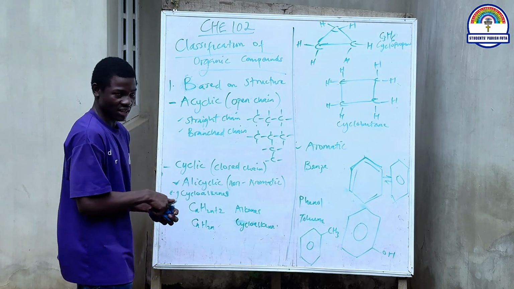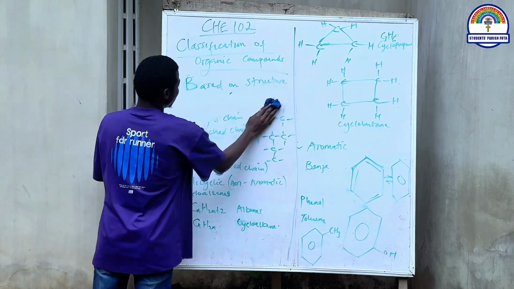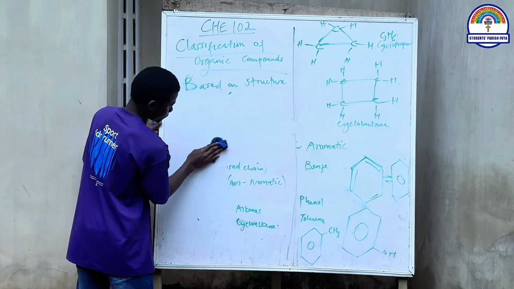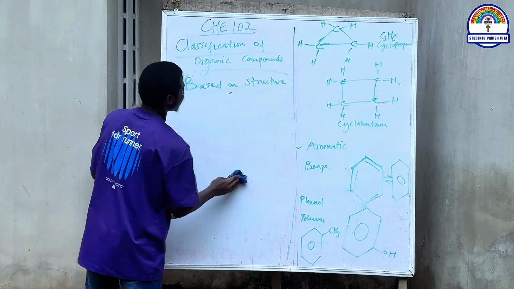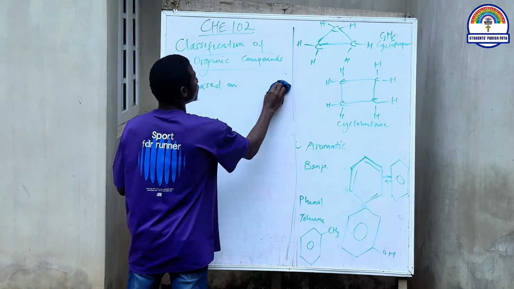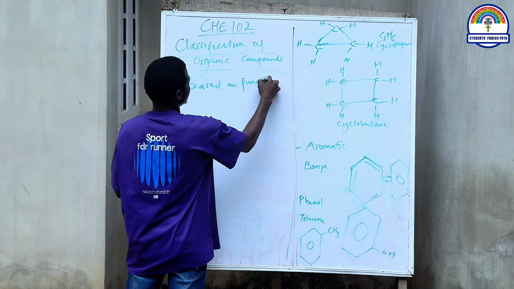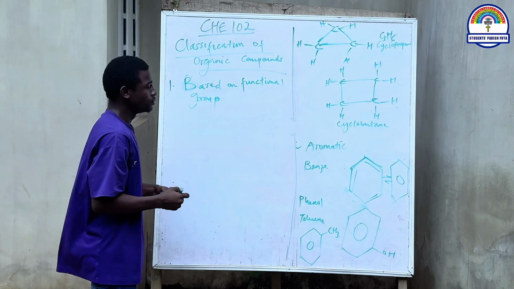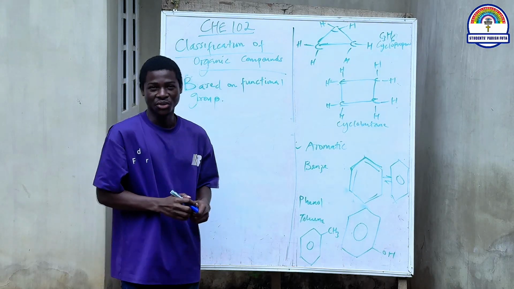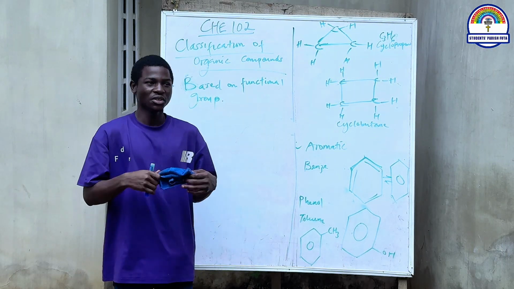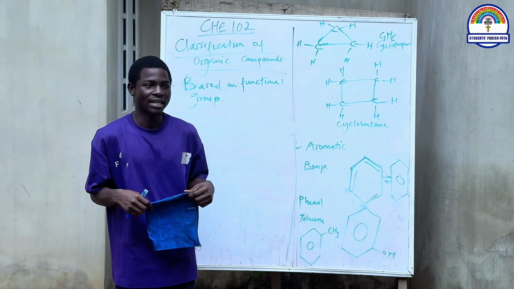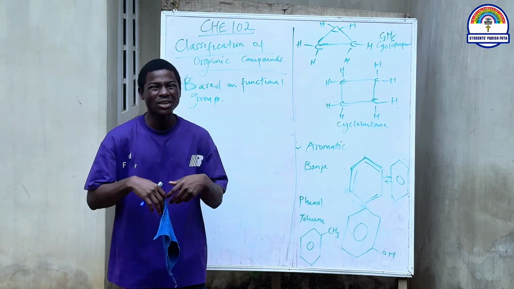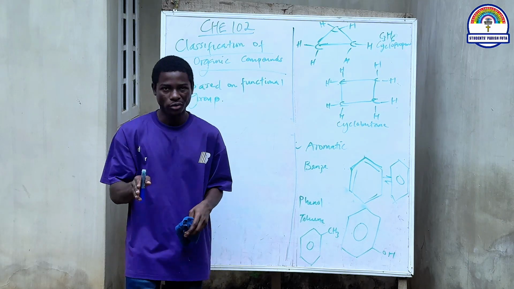Now the second classification that we'll be looking at is classification based on functional group. For now, before we talk about functional group in detail, just take functional group as based on profession, that is the work you are doing. You say, okay, this is a teacher, this is a doctor, or a characteristic, just a property that can tell something about it. So just take it that way.